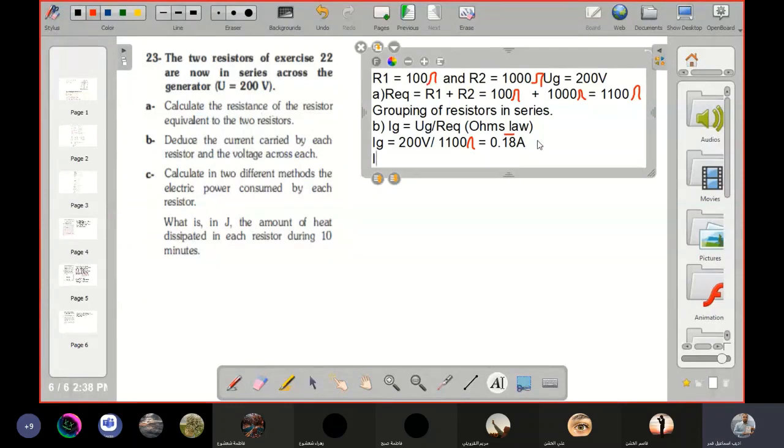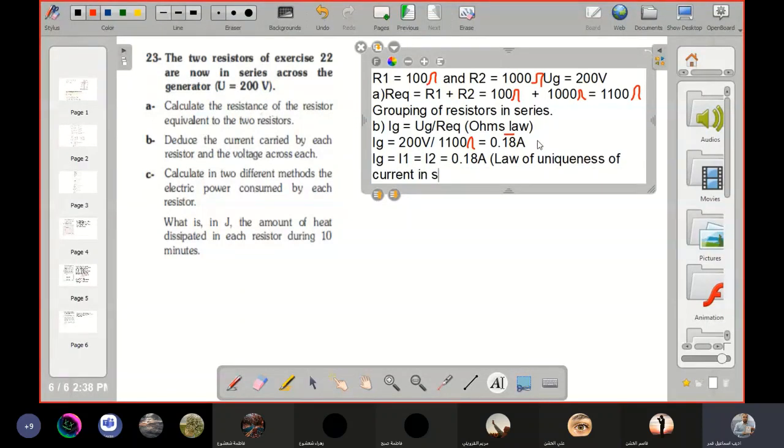Now, after we finish this, we say that Ig equals I1 equals I2 equals 0.18 repeating amperes. What is this? The law of uniqueness of current in series connections.